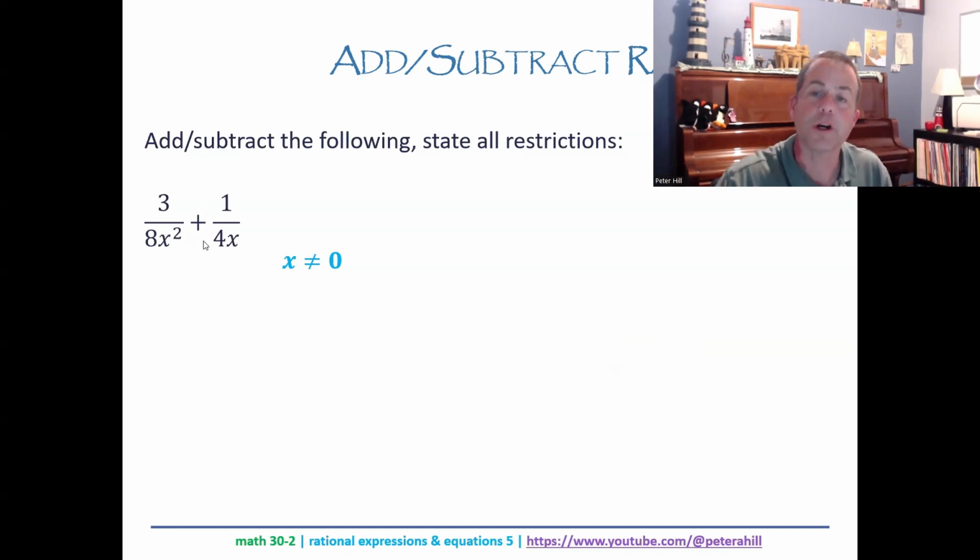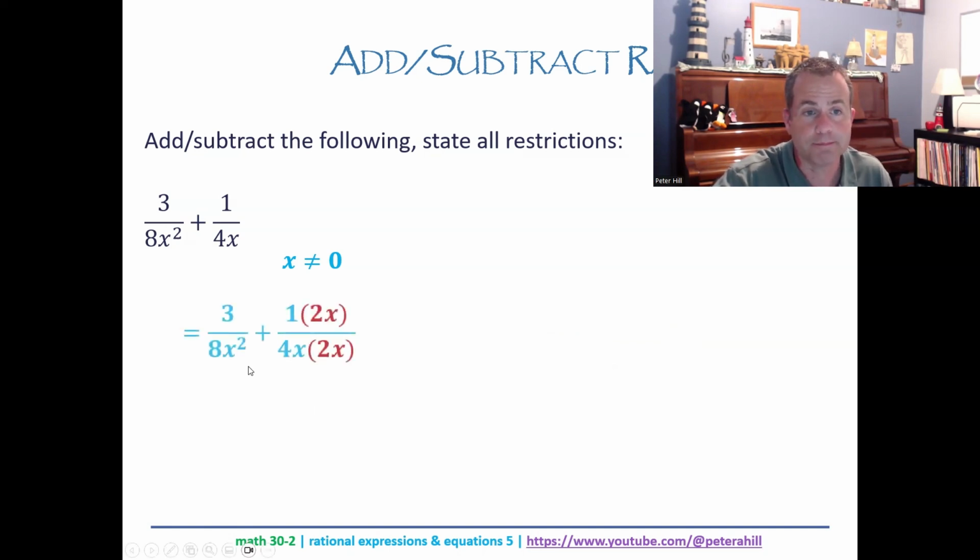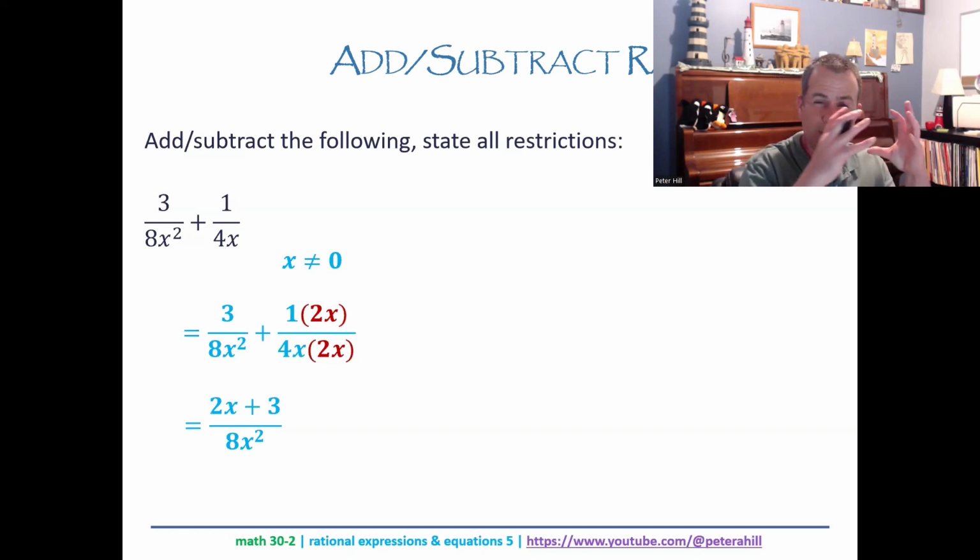I can make a 4x turn into an 8x squared just by multiplying it by 2x. So because of that, I'm going to throw a 2x on the bottom and on the top of them, and that would look like this. So now I have a common denominator of 8x squared for both of these guys. I can write this as one fraction with an 8x squared on the bottom, and on the top, I'm going to have 3 plus 2x. I then switch that order just because with polynomials, we like to have the x term and then the number. Remember, polynomials are always written from highest degree to lowest degree. Awesome.